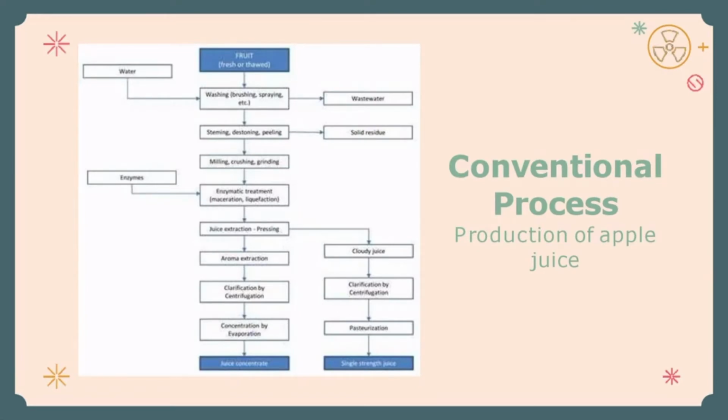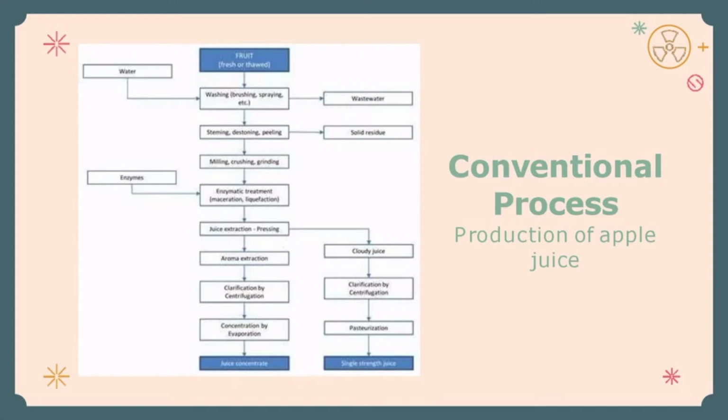So, here is the fully conventional process of production of apple juice. It started with the washing process. The fresh fruit will be washed by the water. Then, it will have steaming, destoning, and peeling process. After that, it will have milling, crushing, and grinding. After that, the fruit will have the enzymatic treatment process, which consists of maceration and liquefaction process. After that, it will continue with the juice extraction, which is the pressing process.